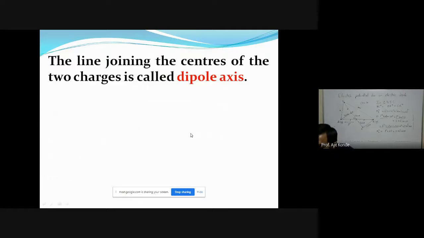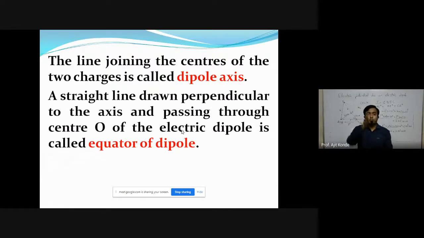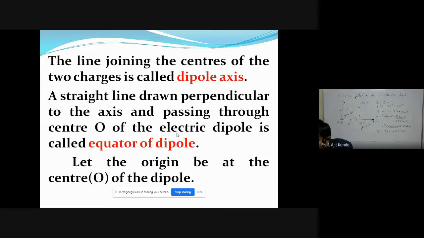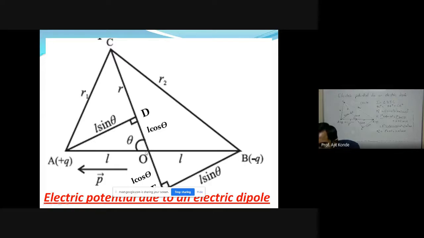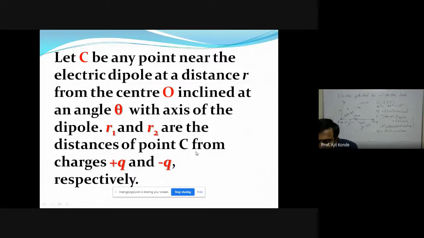The line joining the centers of the two charges is called the dipole axis. I explained to you that if you have two charges, the line joining them is called the dipole axis. A straight line drawn perpendicular to the axis, and passing through center O of the electric dipole, is called the equator of the dipole. Let the origin be at center O of the dipole. The center point O over here will be called the origin. I explained this diagram earlier. Okay. Now, see the explanation.